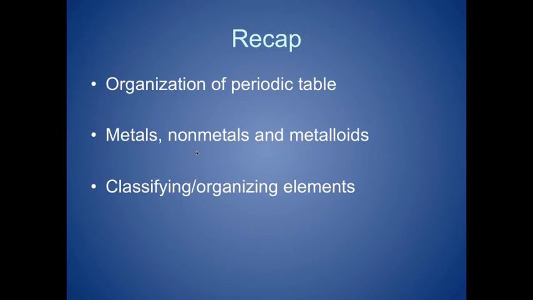So to recap these two sections, we looked at the organization of the periodic table and some of the basic names like groups, families and periods. We looked at metals, nonmetals, and metalloids as the three basic classifications on the periodic table, the three types of elements, and a little bit on the properties of each of those. And then finally, classifying elements into their families and the reasons for that based on electron configuration. And so that's it for the intro to the periodic table, and we'll be looking at a little bit more in the next lecture.